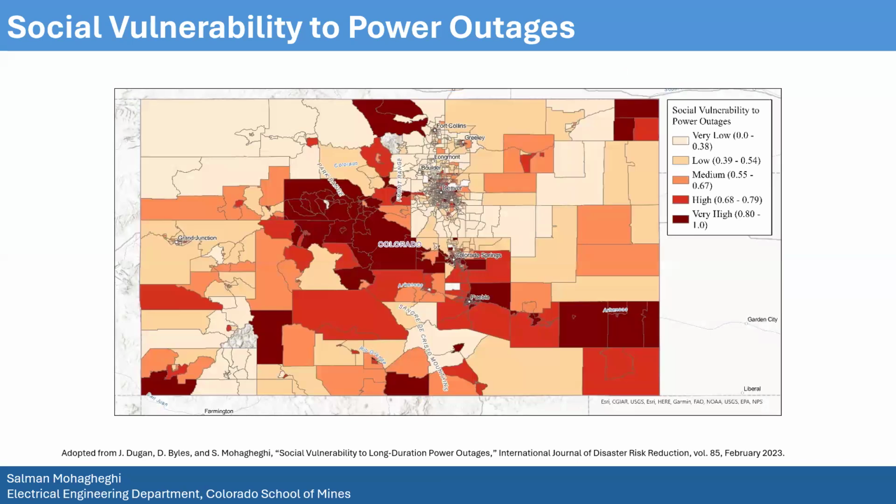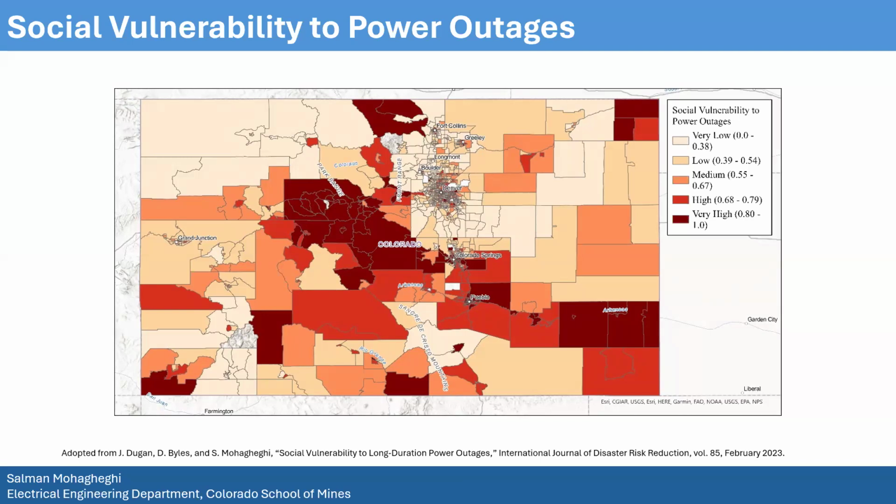Now, what we did was we implemented this analysis first for the state of Colorado. This shows you the different census tracts. Darker colors indicate higher vulnerabilities to power outages, and lighter colors indicate lower vulnerabilities. I want to point out that these geographical units that you see here, these are census tracts. A census tract is a geographical unit used by US Census and can house something between 1,000 to 8,000 residents.